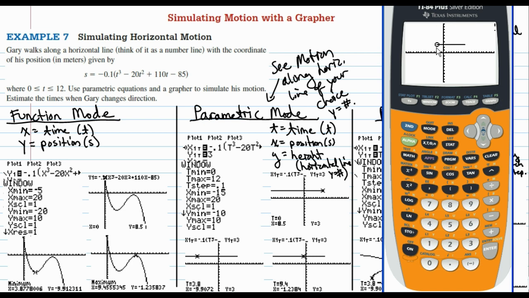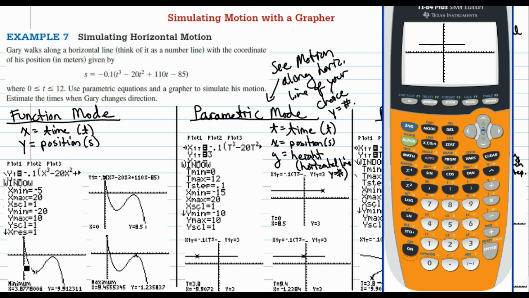So now he's walking left. Then, nope, he's going to come back around. Walking right. And then he's turning, see, that was almost at negative 1 and whatever, like we said before, and then walked left again. So on the graphs we can see how function mode and parametric mode are related.